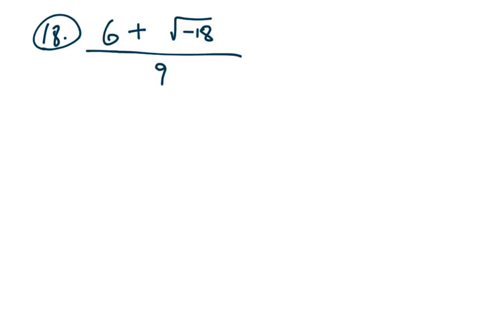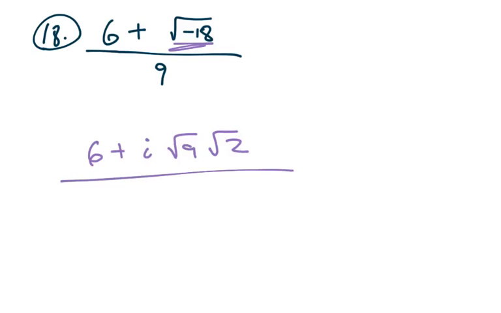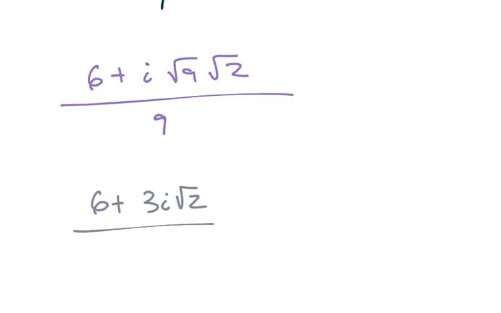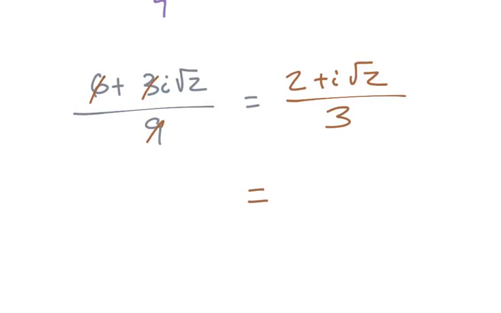This problem here is, honestly, we've got to break that down. So we know that, again, it has a negative, so it has an i. The square root of 18 is the square root of 9 times 2, the square root of 9 times the square root of 2. The square root of 9 is 3, so this is 6 plus 3i square root 2 over 9. We can reduce if we want to, that's fine, because they're all divisible by 3. So we'll say 2 plus i square root 2 over 3, which I can rewrite as 2/3 plus i square root 2 over 3. And there we have it.